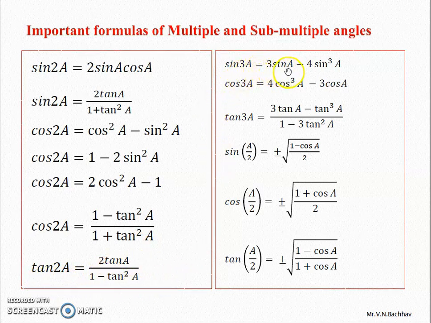Sin 3A is equal to 3 sin A minus 4 sin cube A. Cos 3A is equal to 4 cos cube A minus 3 cos A. Tan 3A is equal to 3 tan A minus tan cube A divided by 1 minus 3 tan square A. Sin of A by 2 is equal to plus minus under root of (1 minus cos A) upon 2. Cos of A by 2 is equal to plus minus under root of (1 plus cos A) upon 2. And tan of A by 2 is equal to plus minus under root of (1 minus cos A) upon (1 plus cos A). Friends, remember and recall these formulas.